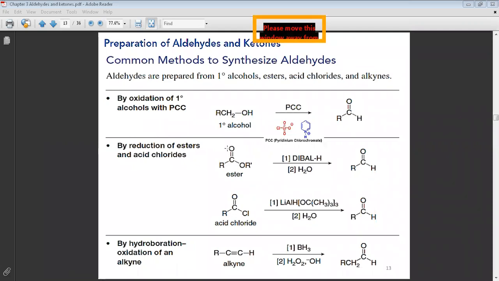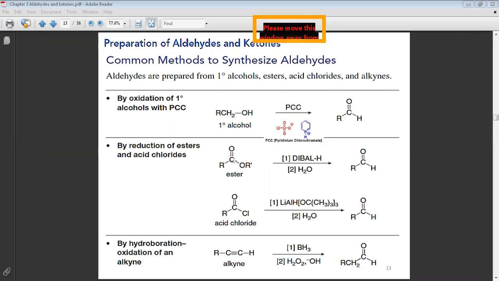and acid chlorides. We have here the ester, R-C double bond O-OR, this is the ester functional group, and the acid chloride. For the ester, we use DiBAL hydride, diisobutyl aluminum hydride. This is a reduction reagent, not very strong, a mild reduction reagent, not like lithium aluminum hydride.